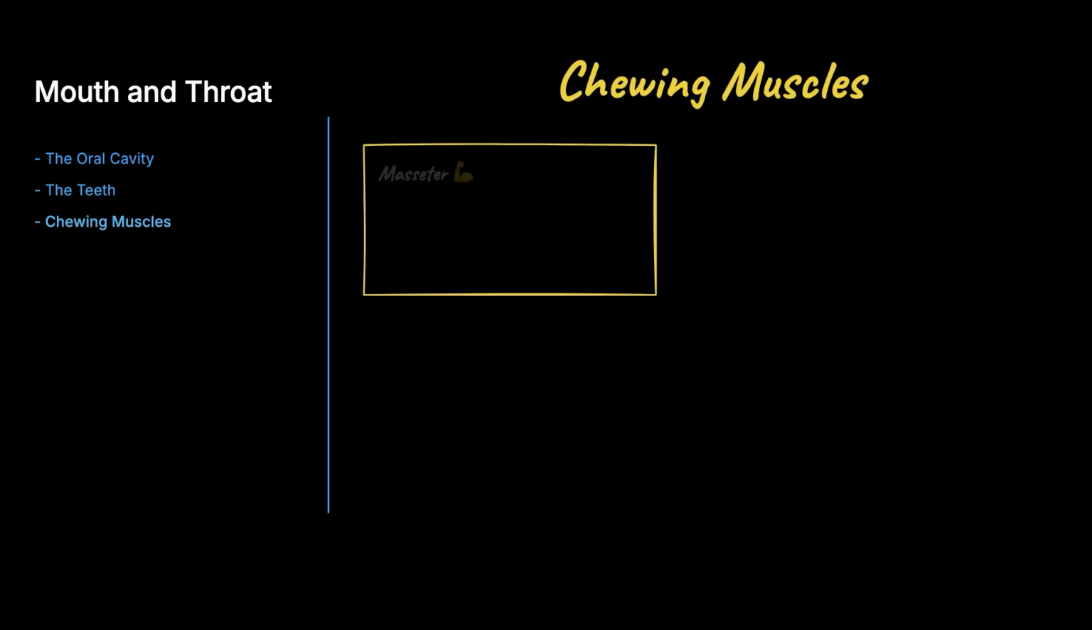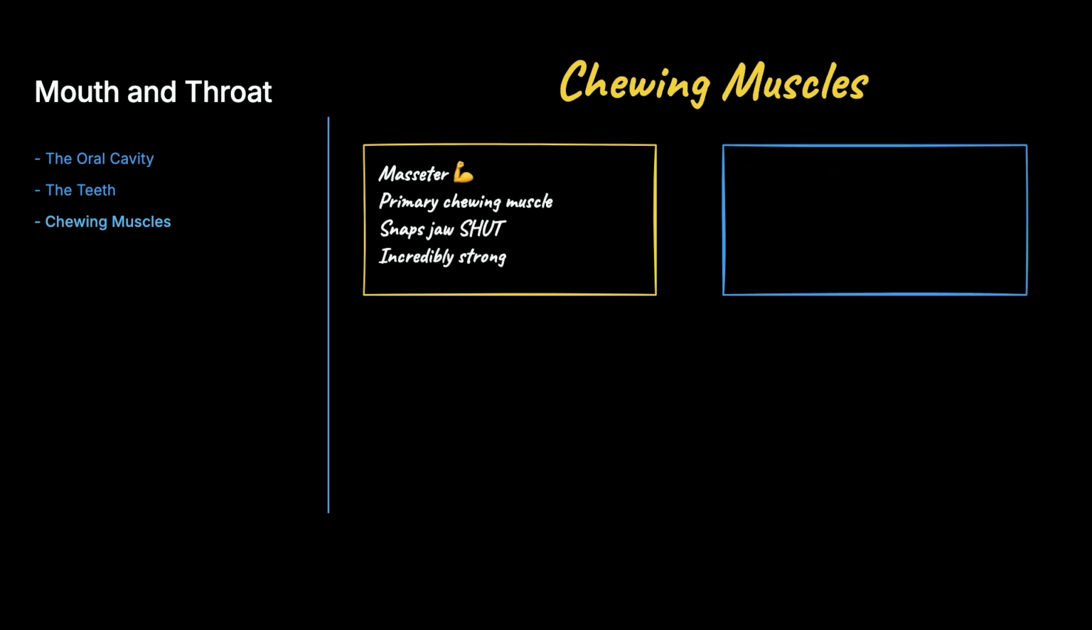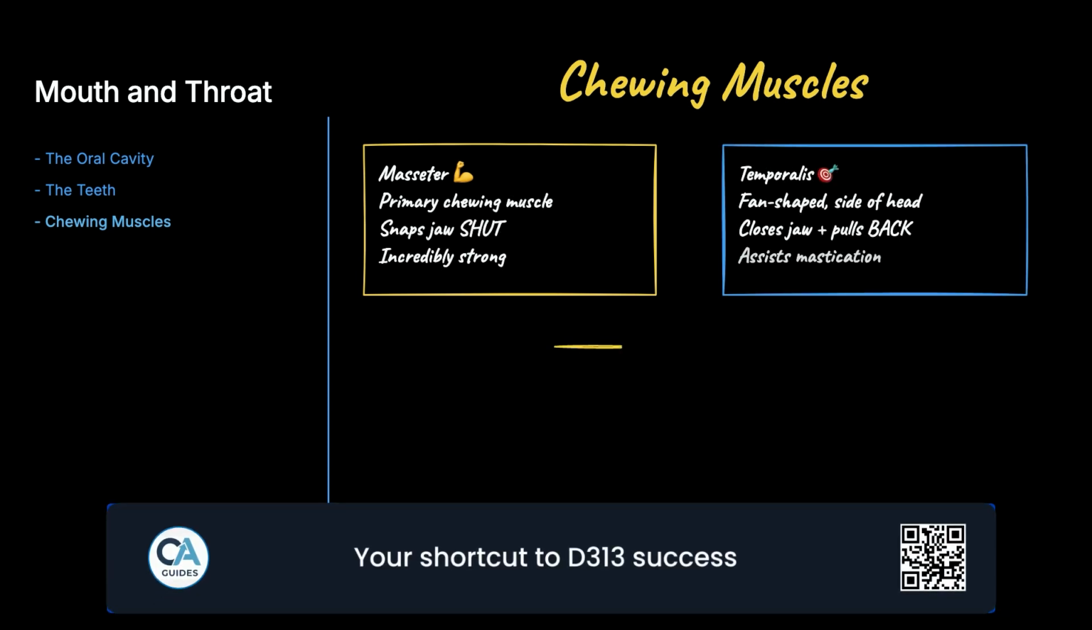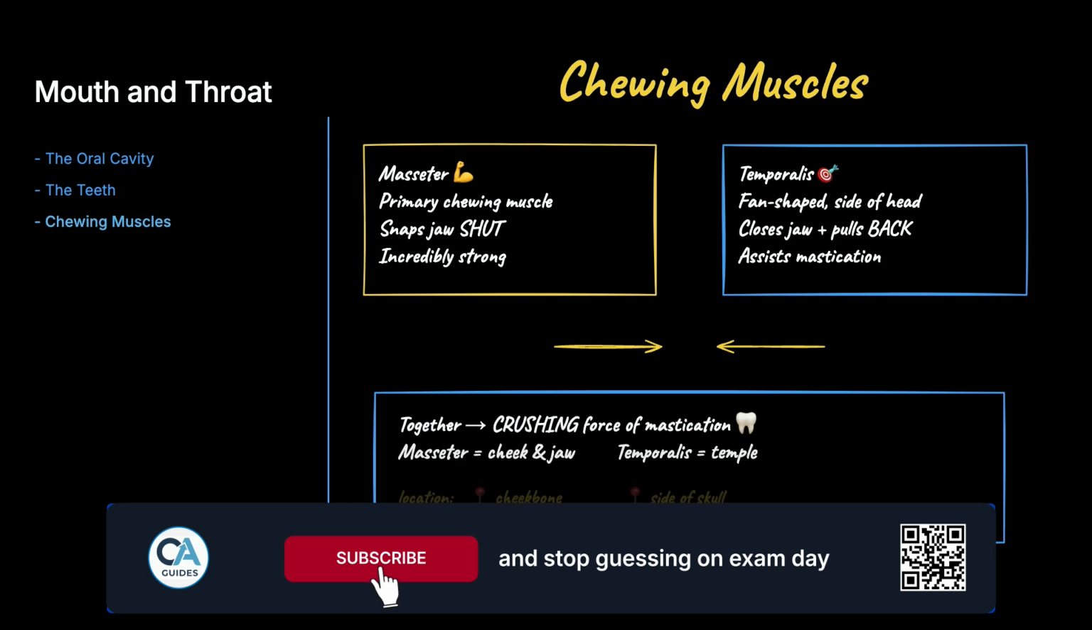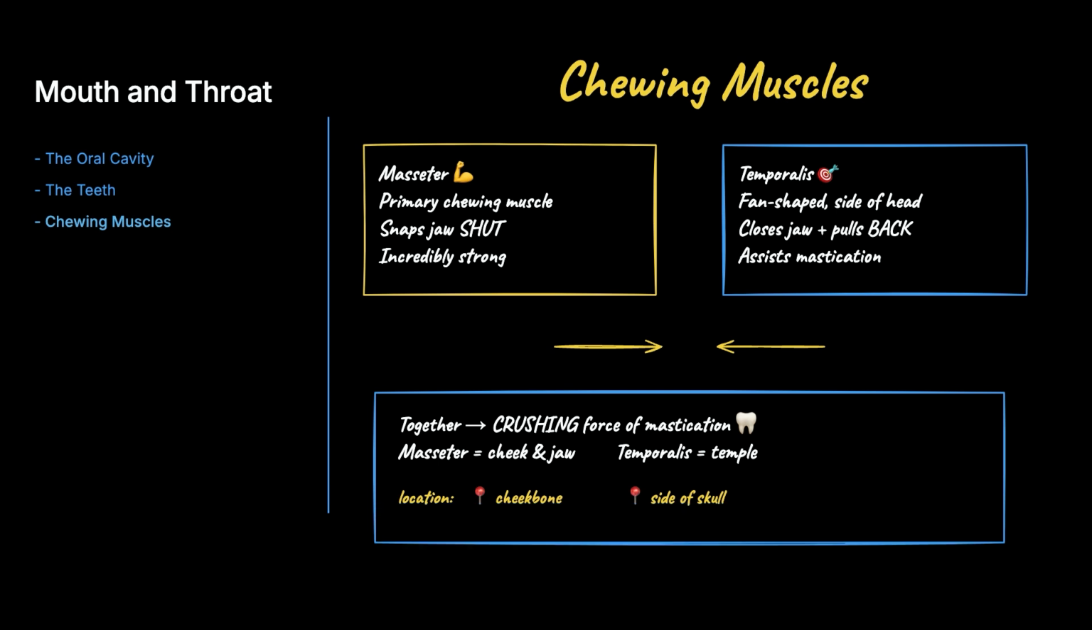The chewing muscles are worth knowing. The masseter is the primary one, incredibly strong for its size, snapping the jaw shut with great force. The temporalis, a fan-shaped muscle on the side of the head, both closes the jaw and pulls it backward. Together they create the crushing motion of mastication.